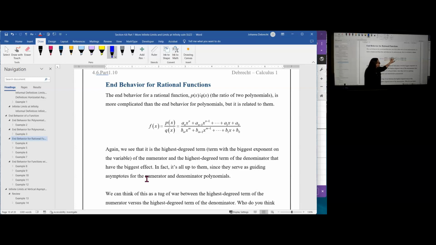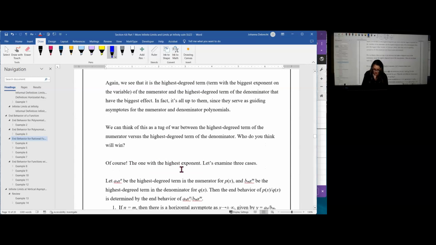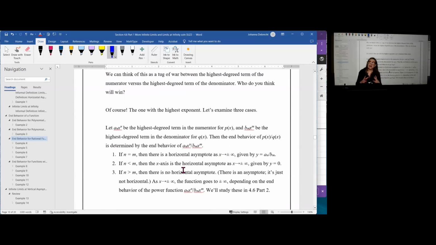That means that this particular rational function on end behavior will approach the graph of the ratio of the highest degree terms, a sub n x to the n, divided by b sub m x to the m. That's what's going to happen for a rational function. You can think of this as kind of like a tug of war between the highest degree term in the numerator and the highest degree term in the denominator. What can happen? Well, there are three different cases that we can see.